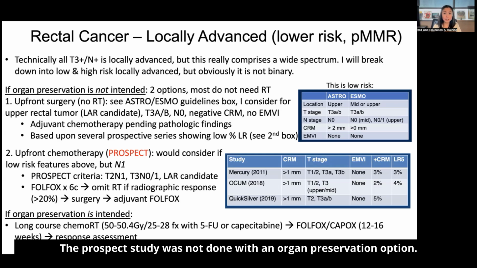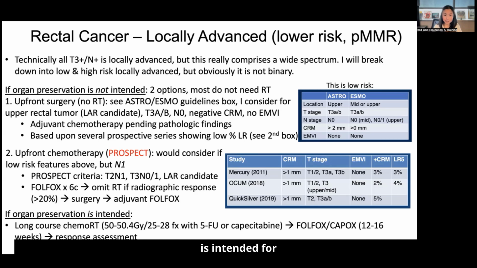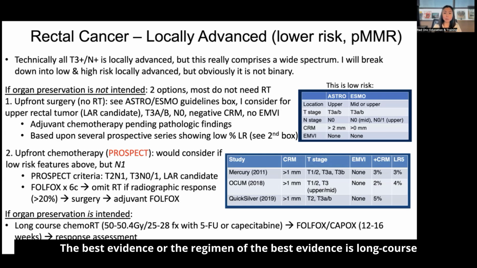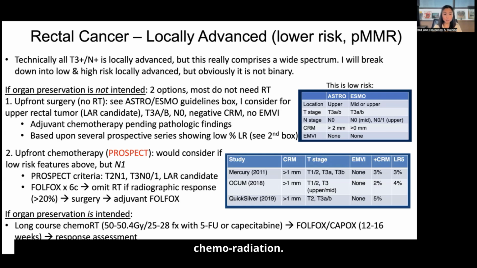The PROSPECT study was not done with an organ preservation option. So looking at the bottom, if they're low risk, but if organ preservation is intended, for whatever reason, the patient doesn't want surgery, they would need an APR, then the regimen of the best evidence is long course chemoradiation. I'll talk a little bit more about this later. 50 to 50.4 gray in 25 to 28 fractions with radiosensitizing chemotherapy, then FOLFOX, and then response assessment. And there's more on this in a later slide in this talk. So this is lower risk locally advanced rectal cancer.